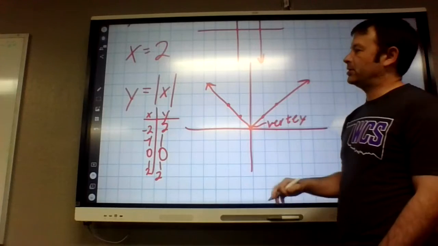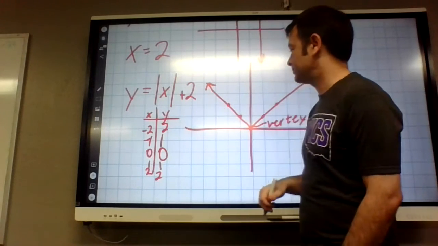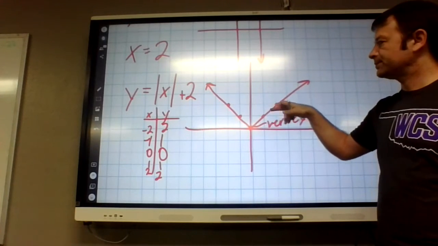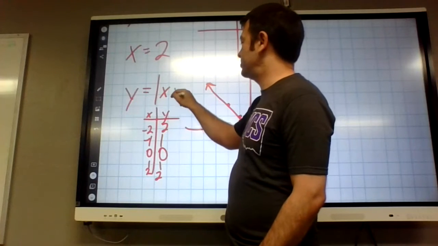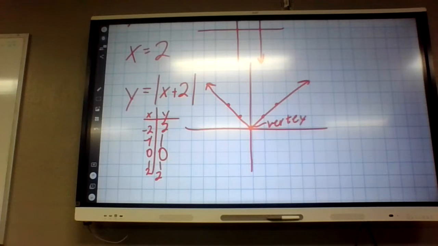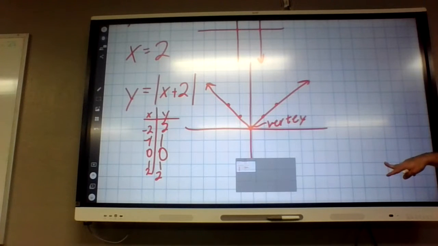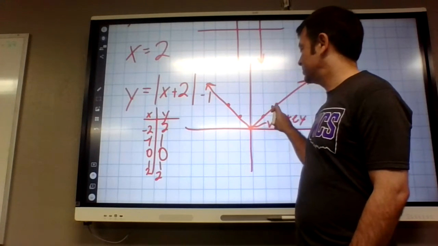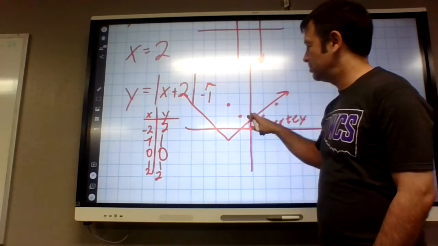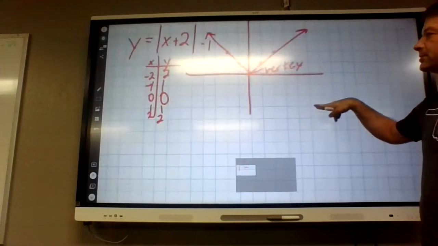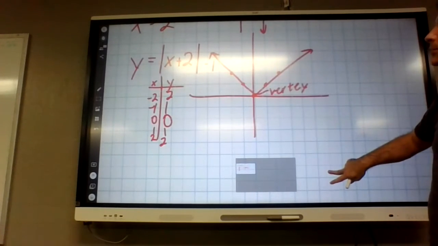Do you remember what a +2 did to this graph? It moves it up 2, like that. How would you move it right or left? What happens if I put the 2 directly on the x? It goes left 2. Do you remember that? Way to go. So this would be left 2 and down 1. So it would look like that. That's not really what this lesson's about, but that's something we need to know for later.